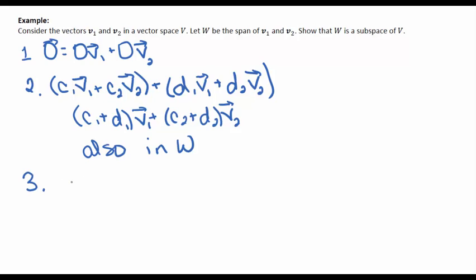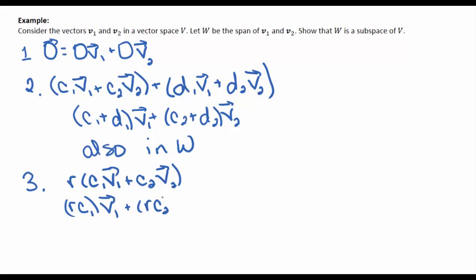For scalar multiplication, let's multiply by a scalar and see what happens. So now we have r c1 times v1 plus r c2 times v2, which is also in the span, since this is also a linear combination. So I've shown all 3 things, so this is a subspace. There's nothing unique about 2 vectors. Basically, if you have any set of vectors in a vector space, their span will form a subspace.